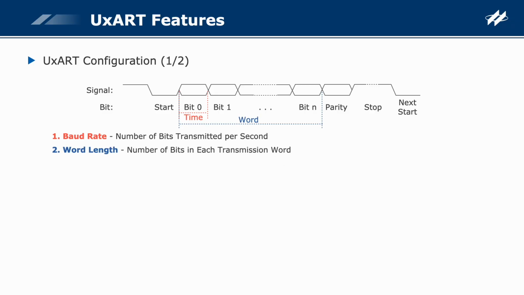Word length defines how many bits make up each word. Common options include 7, 8, and 9-bit. Stop bits defines the number of stop bits at the end of transmission. Common options include 1 or 2 bits. The length of the stop bits affects communication synchronization and stability.